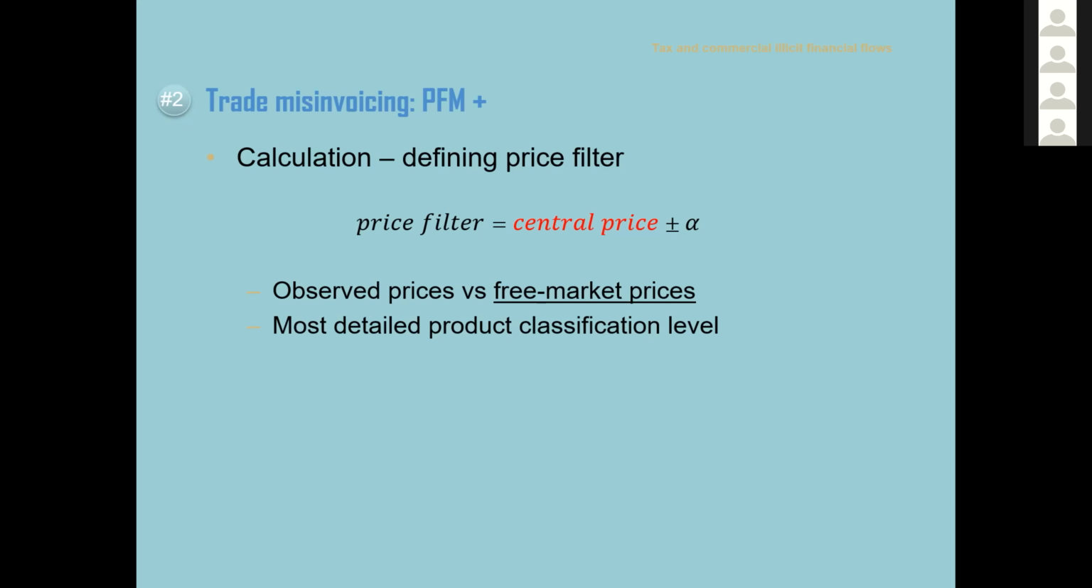But regardless of that, the price filter is composed of 2 parts. We are doing a 2 step process. The first one is to define the central price. And the second one is to define the range defined by this alpha. So how much up and down of this central price we can go within this price filter. Remember, the price filter is a range of prices, and any prices that fall within this range are considered as normal prices. Any prices that fall outside of that range are considered as abnormal prices.